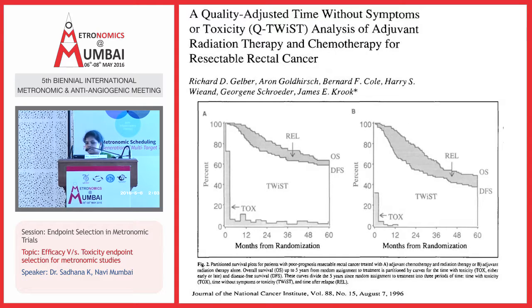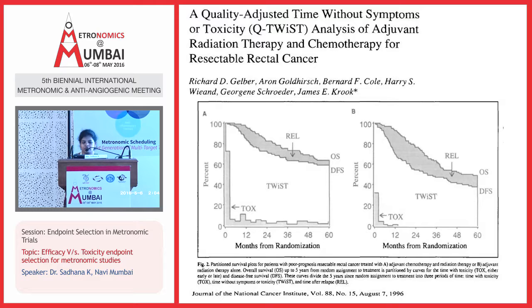If you see this analysis reported in the literature, where they are comparing adjuvant radiotherapy and chemotherapy for resectable rectal cancer, the first figure shows the Q-TWiST analysis, where you partition the survival analysis into 3 parts. One is the relapse, one area which tells you about the time without symptoms and toxicity, and the last one is the time spent in toxicity. So the first one, figure A, gives the Q-TWiST analysis for the adjuvant chemotherapy and radiotherapy, and figure B is for adjuvant radiotherapy alone.